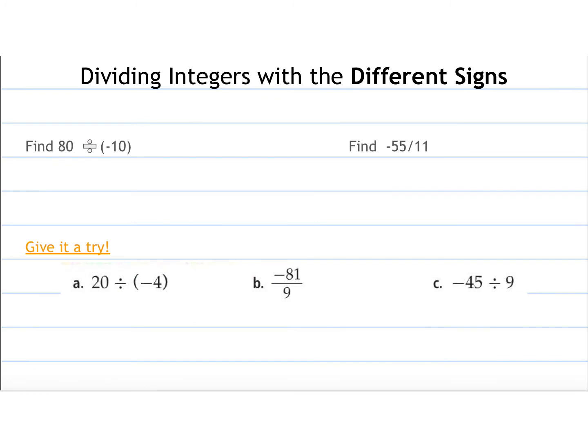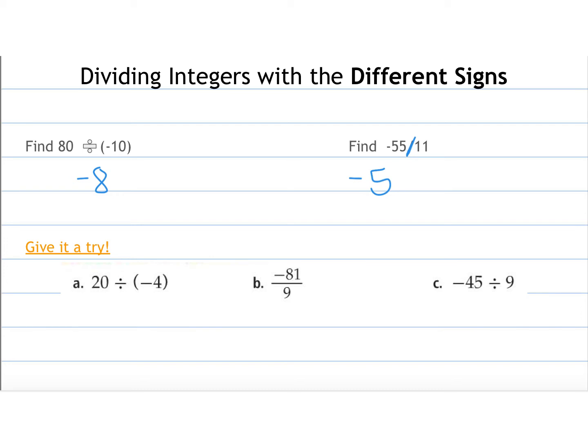So let's practice dividing integers with different signs. 80 divided by negative 10. So again, do your division. Well, 80 divided by 10 is 8. And a positive divided by a negative makes a negative. Next one, that line right here is a division symbol. So it just means we're taking negative 55 divided by 11. Well, 55 divided by 11 is 5. And a negative divided by a positive is a negative.